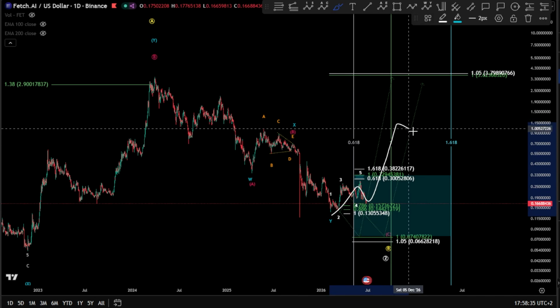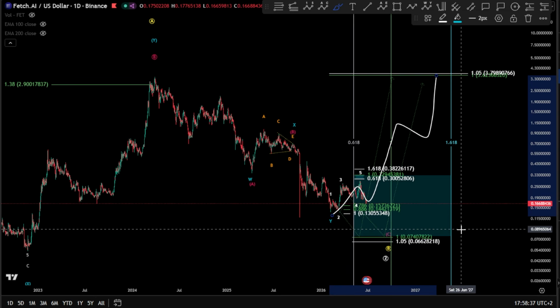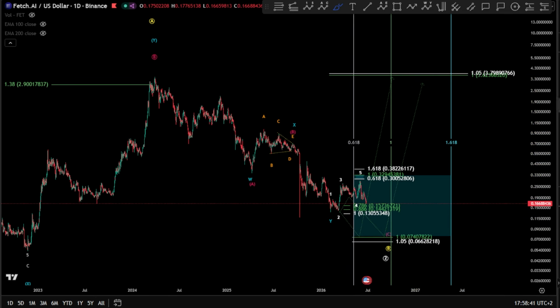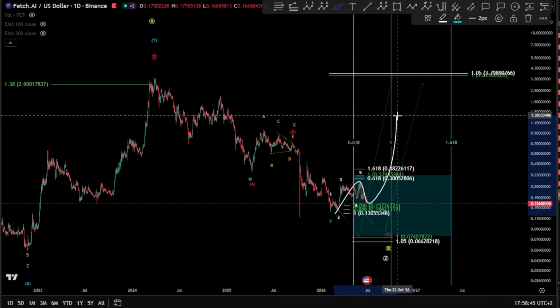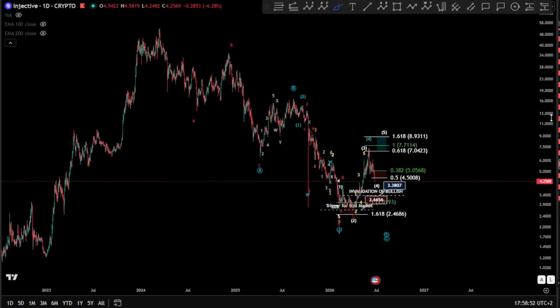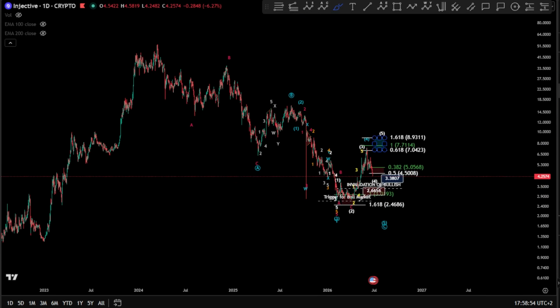So imagine the wave 3, 4, and a 5. Very likely to hit it, guys. Yep, so that's very nice, and it looks like from the scale of the wave 1-2 that this is going to happen very likely. So that was it for FET. Injective.